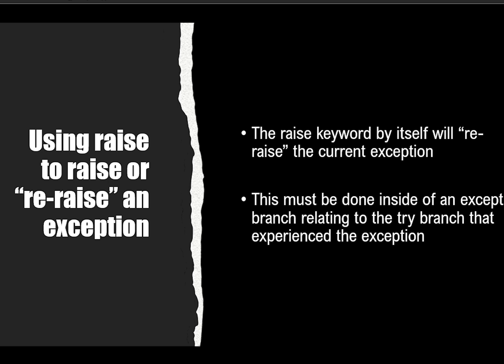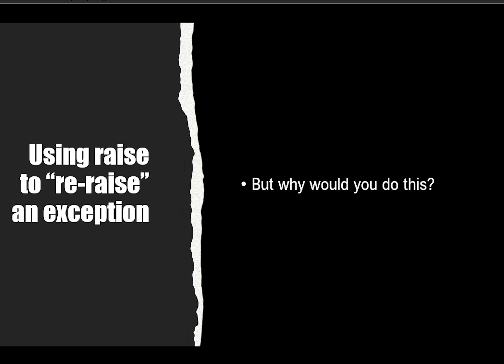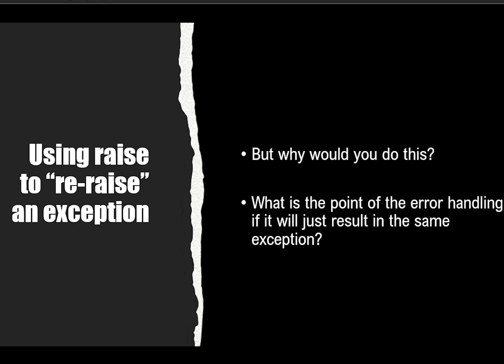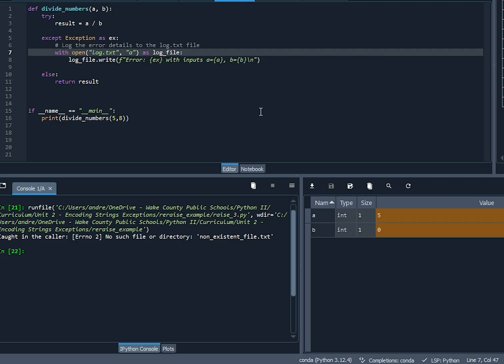And so for that to be true, this must be done inside of an except branch relating to the try branch that experienced the exception. So you might be wondering, but why would you do this? What is the point of the original error handling if you're just going to raise the same error and then not have it be handled? It just results in the same exception.